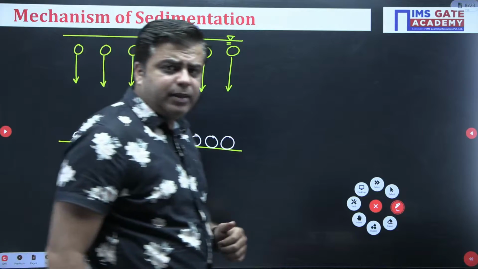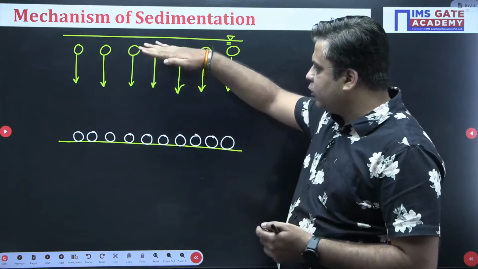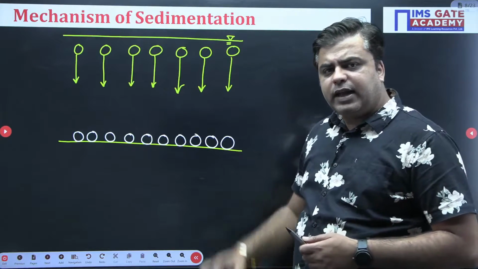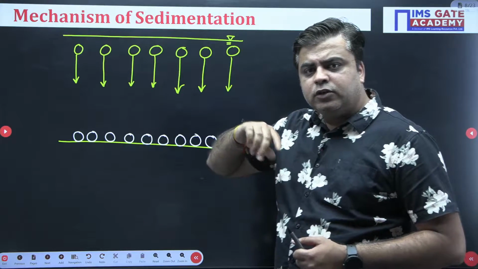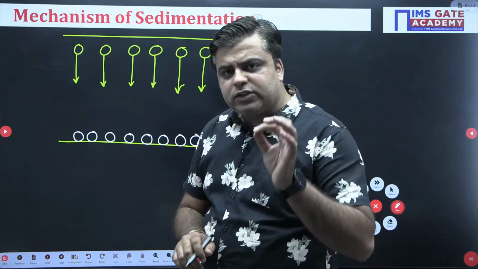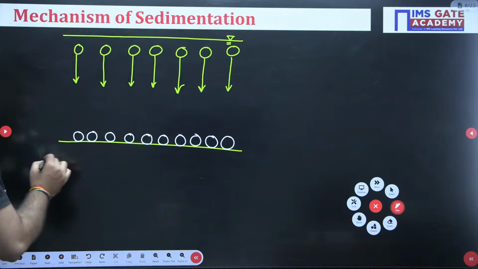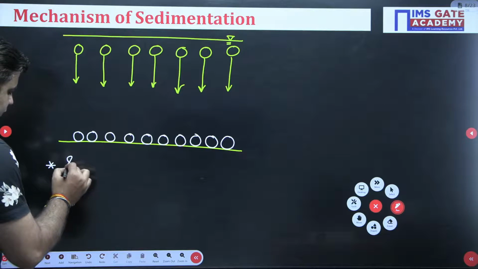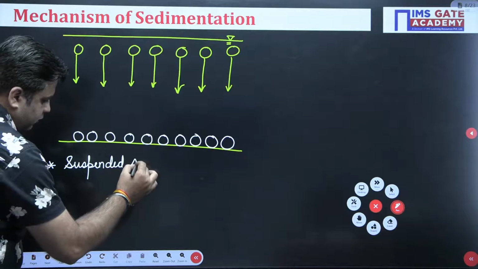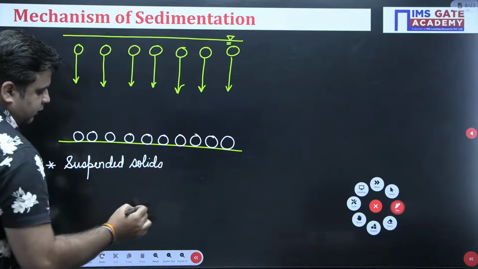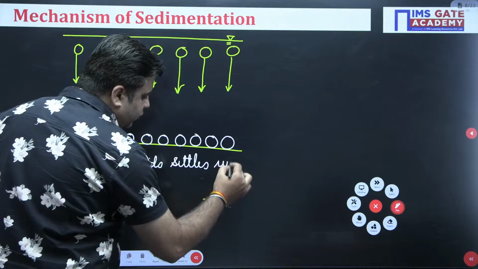Now, can anybody tell me how this settling is happening? Or is there anything which is responsible for the settling of these solids? So, first point is, the settling of this solid is taking place under its own weight. The suspended solids settle under their own weight.